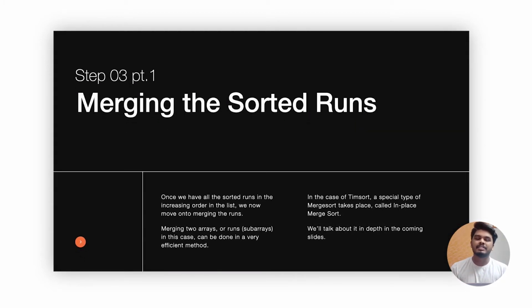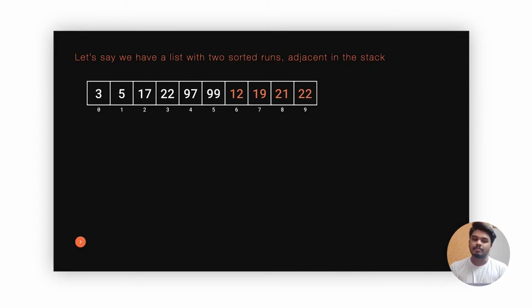Step 3. Merging the sorted runs. Once we have all these sorted runs in the list, we have to merge all of them together. Now, merging two subarrays or runs in this case can be done in a very efficient method. In the case of Timsort, a special type of merge sort is used called in-place merge sort. Now, let's take a look at in-place merge sort with an example.